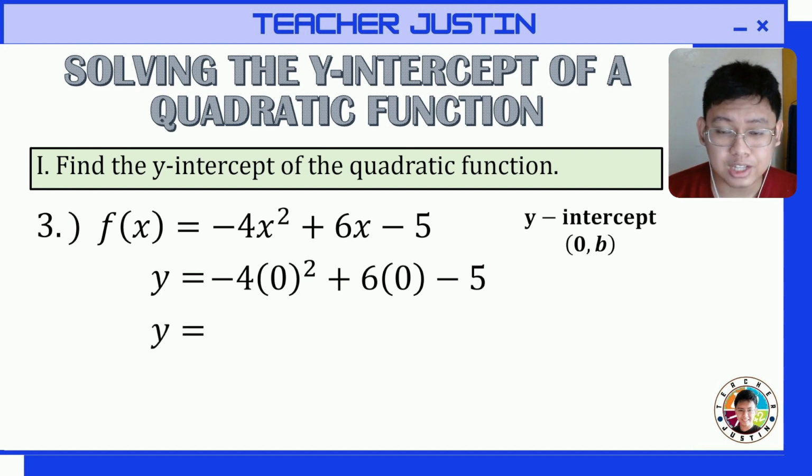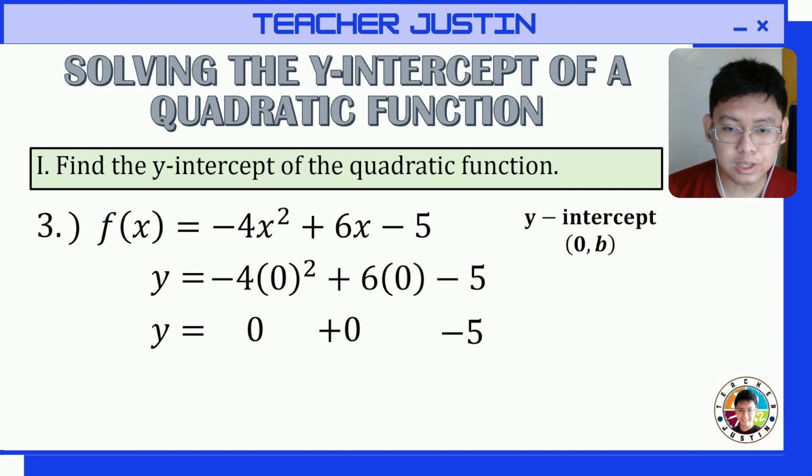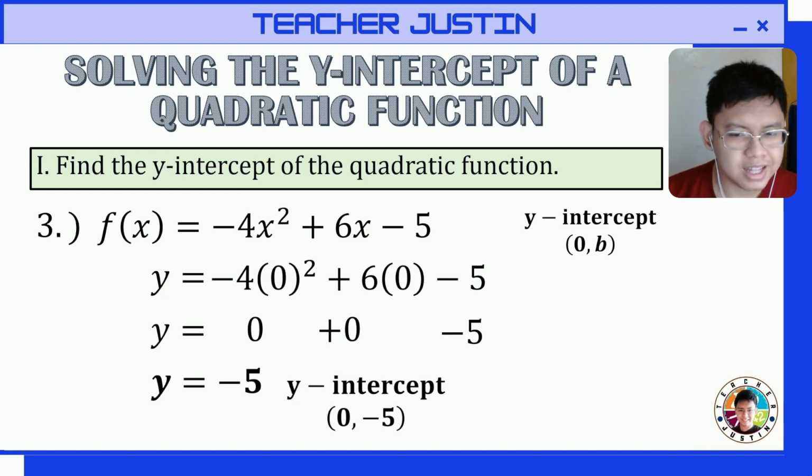Now, let's simplify each term. Negative 4 times 0 squared will be 0. 6 times 0 will be 0. And negative 5, we will just copy negative 5. Now, let's combine. 0 plus 0 minus 5 will be negative 5. Now, to write our y-intercept as a coordinate, we replace b with negative 5. So our y-intercept will be located at (0, -5). And that's it.